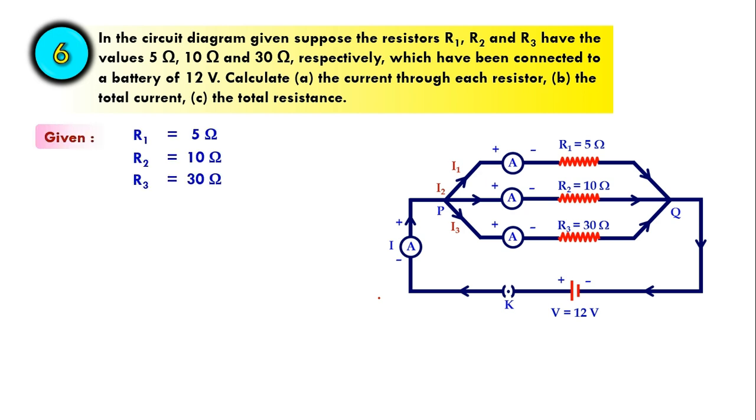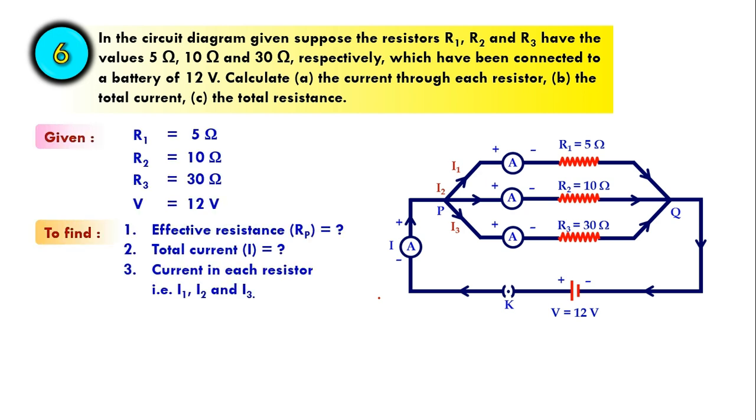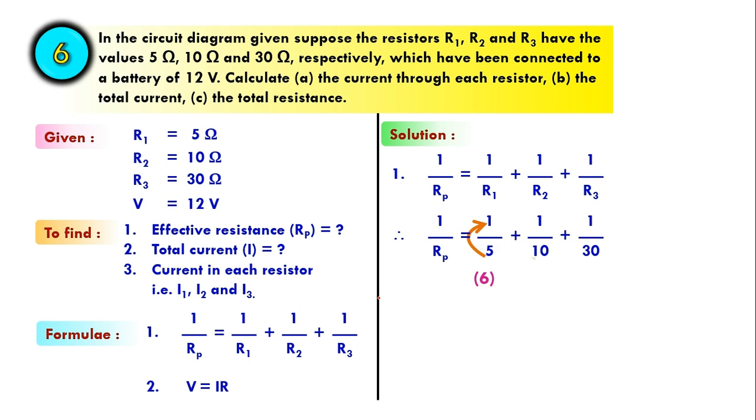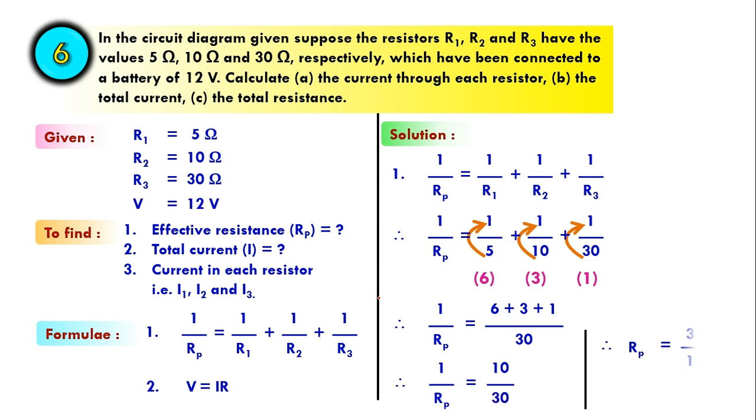First question, is it right? I is equal to what? I1 plus I2 plus I3. So we have to calculate first equivalent resistance. Is it right? Equivalent resistance is equal to what? LCM is 30. So 5 six times, 10 three times, 30 one time. So here it is 10 by 30. RP is equal to 30 by 10. Then RP is 3 ohms. Equivalent resistance in parallel is 3 ohms. Is that right? Then we can find the current here.